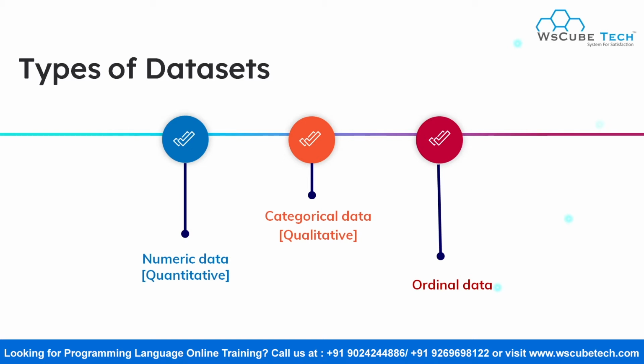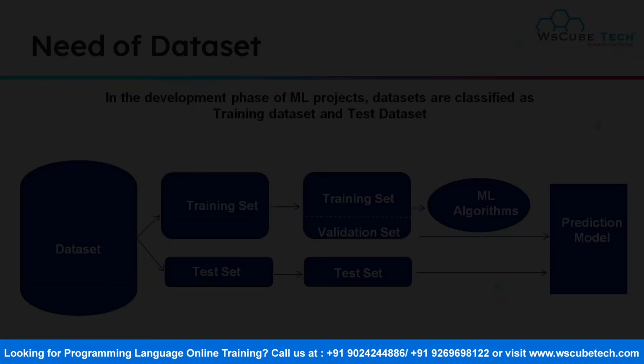That is, if you're giving a 1 star rating, it simply means that it is poor quality food. And if you're giving 5 stars, it simply means that the quality of food was excellent. So this is the meaning of ordinal data. So as you understand, it consists of both numerical data as well as categorical data. Moving on to next.